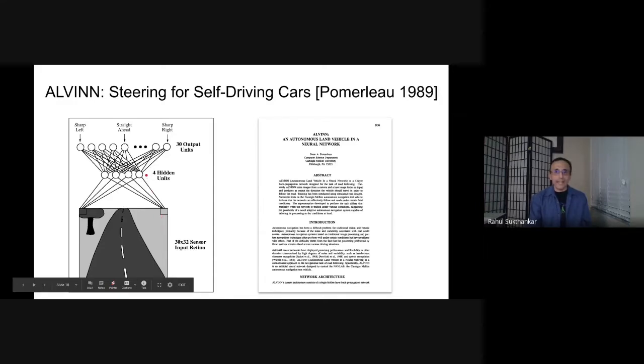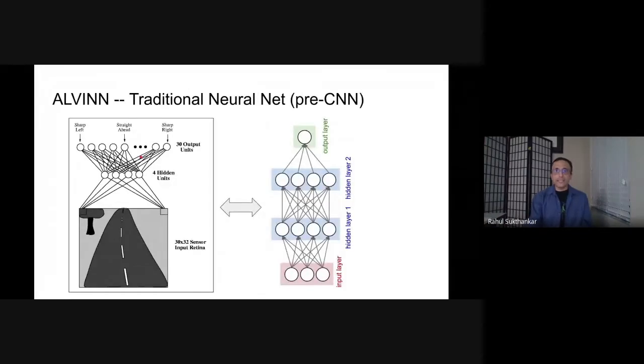We have a neural network, and it has 4 hidden units. Not 4 layers, 1 hidden layer with 4 units. And it has 30 output units, each one corresponding to a steering angle. It would take an image and predict, given this image, how to turn the steering wheel so that the car should stay on the road. And if you look at it, this is the input layer, and it was before the time that convolutional neural nets had come out or been popularized. So it was a flat input layer of 30 times 32 neurons, and the one hidden layer, and then this kind of output layer. But this picture is worth remembering as we talk about neural nets and CNNs.